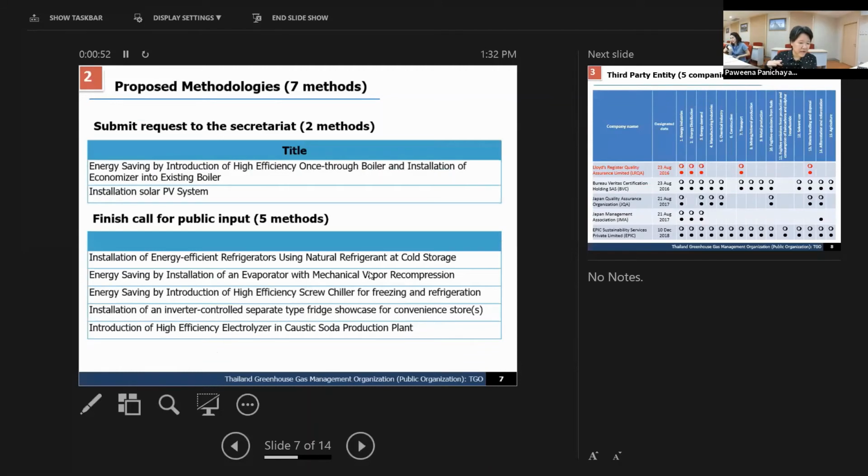Besides the approved methodologies, we also have proposed ones. We have 2 methodologies in the pipeline that we already received requests for from the methodology developers. We also have 5 methodologies that we have already called for public input. These methodologies cover the cold storage, the evaporator, screw chiller, fridge showcase, and the last one is the electrolyzer.